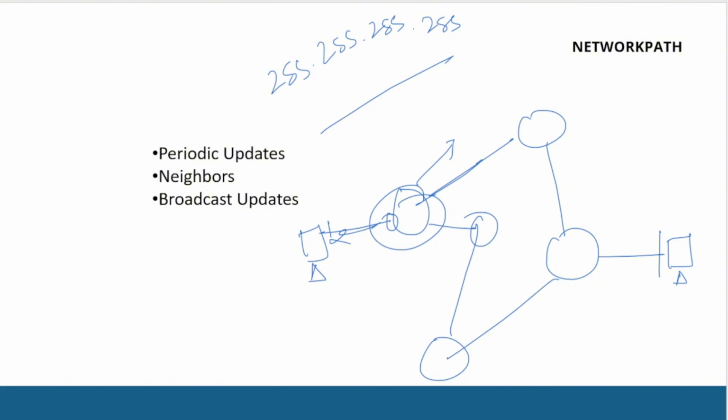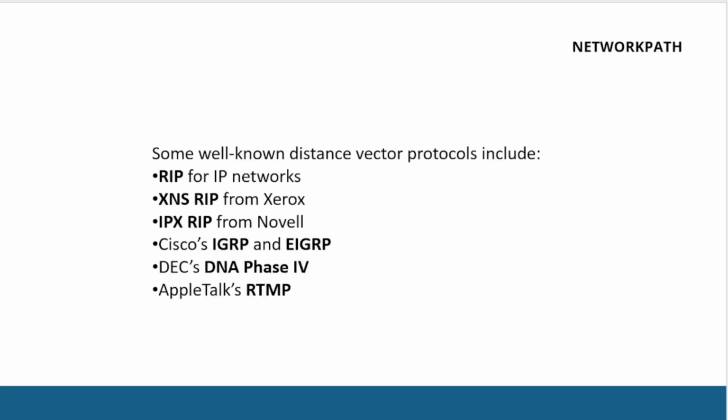And in the next video, I'm going to explain to you what is routing by rumor. Okay, it is a famous terminology that people use when we talk about distance vector routing, right? And I forgot about this slide. So some well-known distance vector protocols include these, and we know about the Routing Information Protocol for IP networks. The below you can read for your information, but they're not that important.